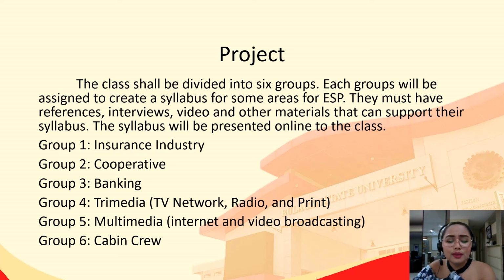So now, each of you will be grouped into this one. For business, we have Group 1, insurance industry, cooperative, and banking. Group 4 for the multimedia broadcasting, trimedia, TV network, radio, and print. Group 5, multimedia, internet, and video broadcasting. And Group 6 is for cabin crews.